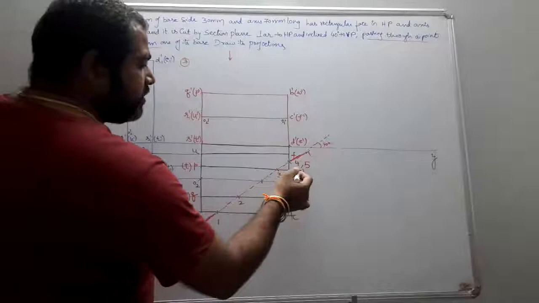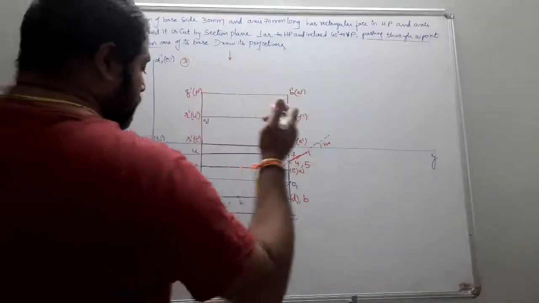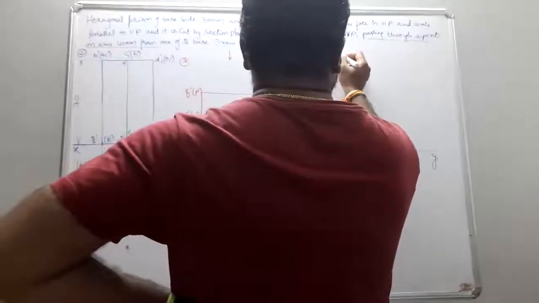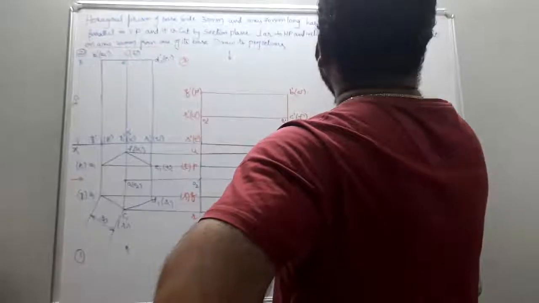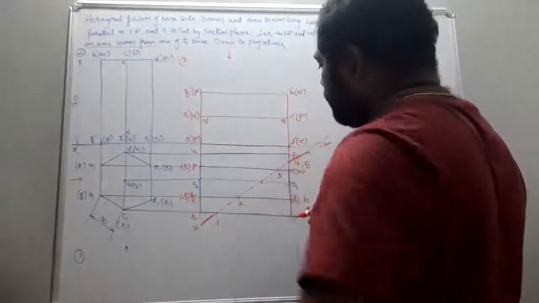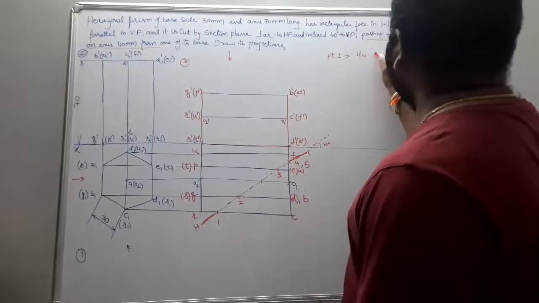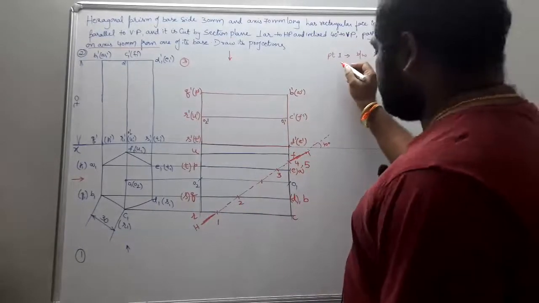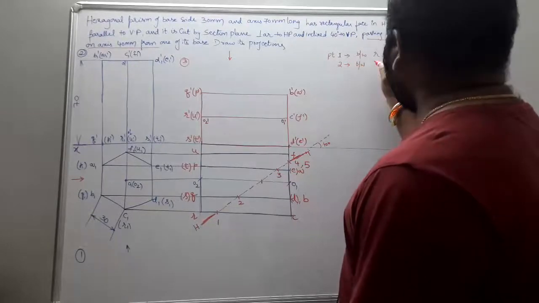Where it is means, I just write here: point 1, for point 1, between R and C. Next point 2, between Q and B.